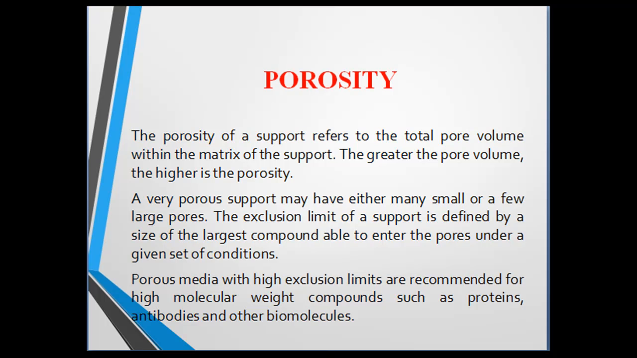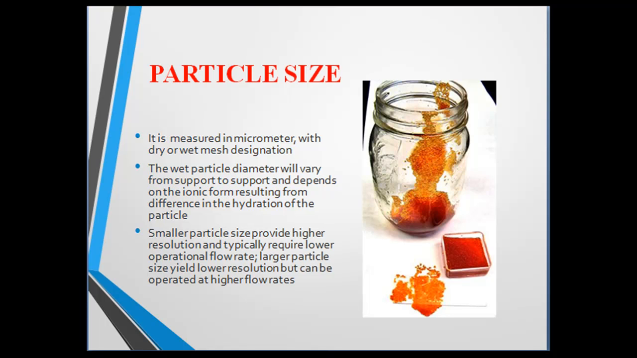Now we'll discuss how particle size influences the chromatographic separation. Particle size is measured in micrometers with dry or wet mesh designation. The wet particle diameter will vary from support to support and depends upon the ionic form, resulting from differences in the hydration of the particle. Smaller particle size provides higher resolution and typically requires a lower operational flow rate. Larger particle size yields lower resolution but can be operated at a higher flow rate.